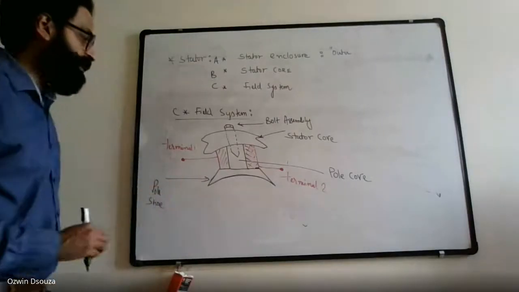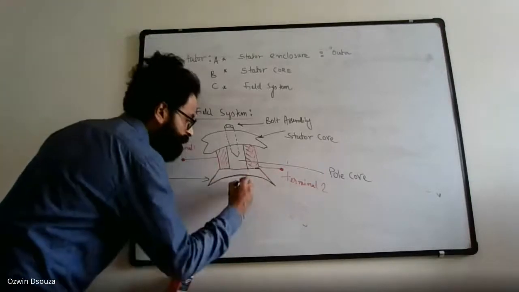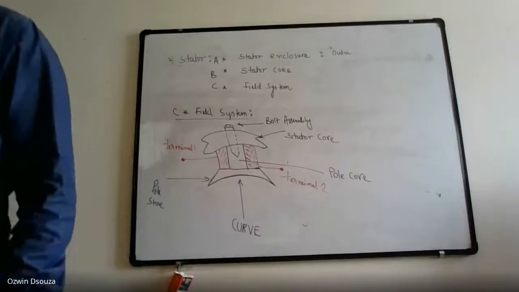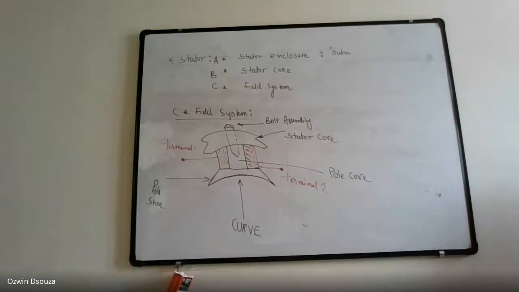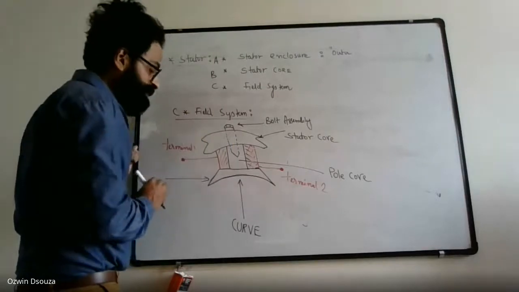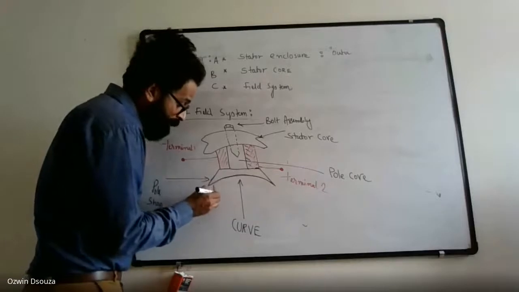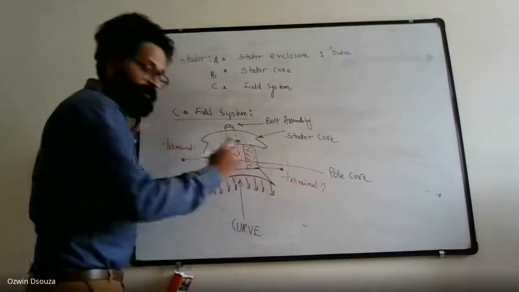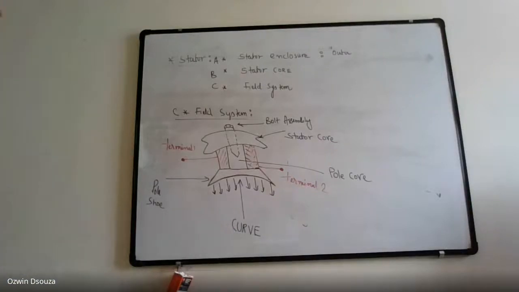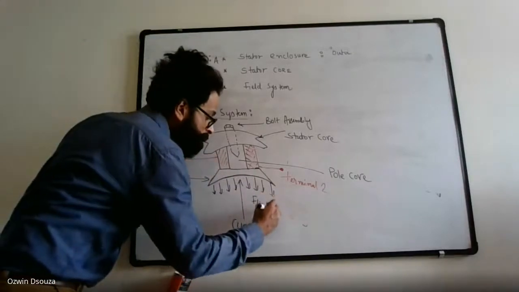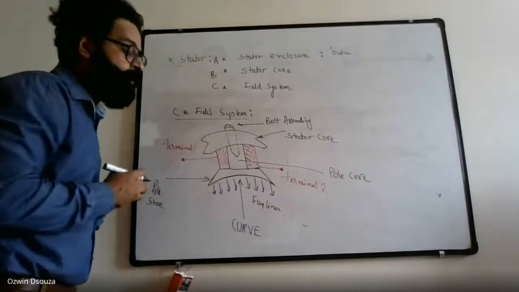Now, you may be wondering why this crescent moon shape. This curvy structure is given so that the field system will be able to throw the flux lines uniformly onto the rotor. Let me repeat. With this crescent moon shape, the field system will be able to throw the flux lines more uniformly onto the rotor.